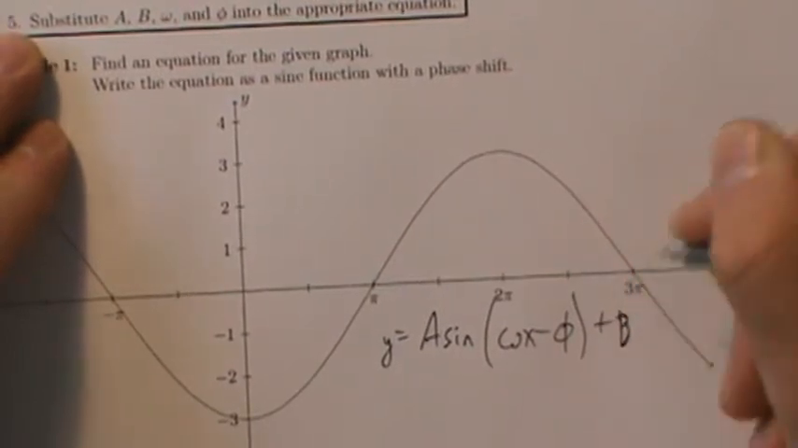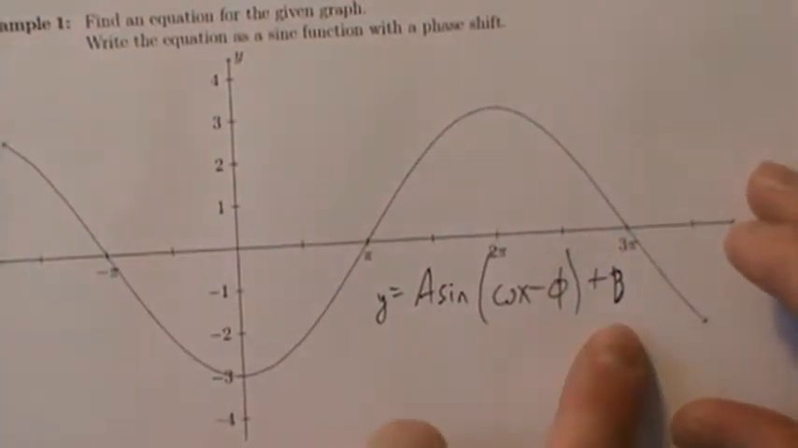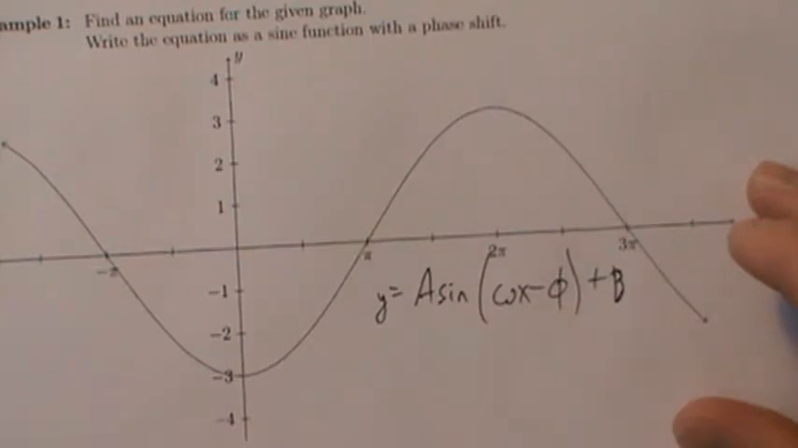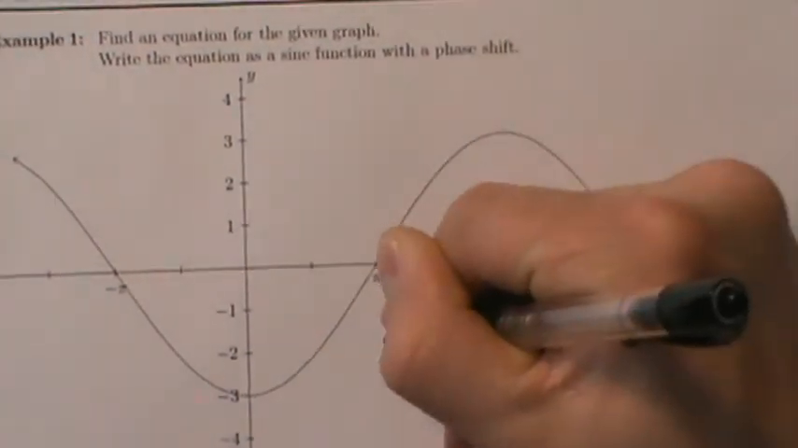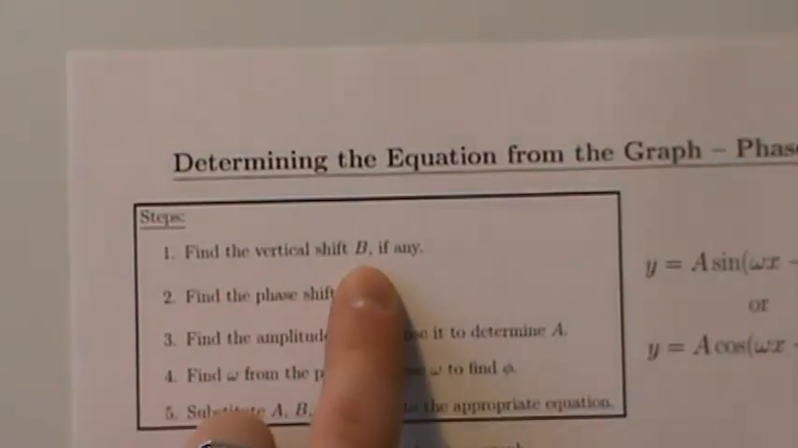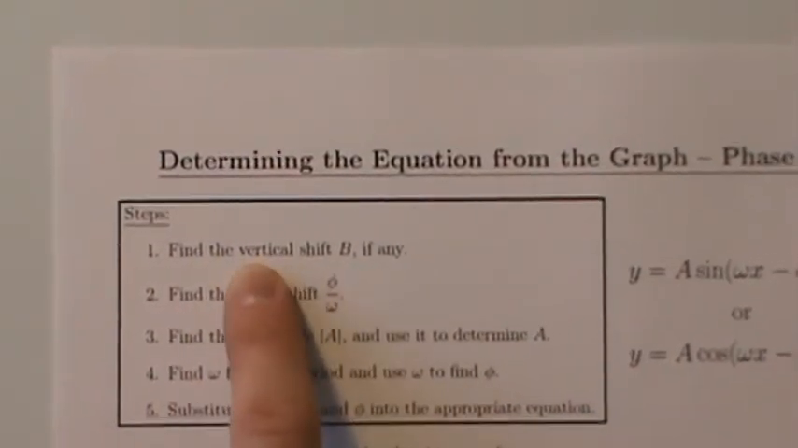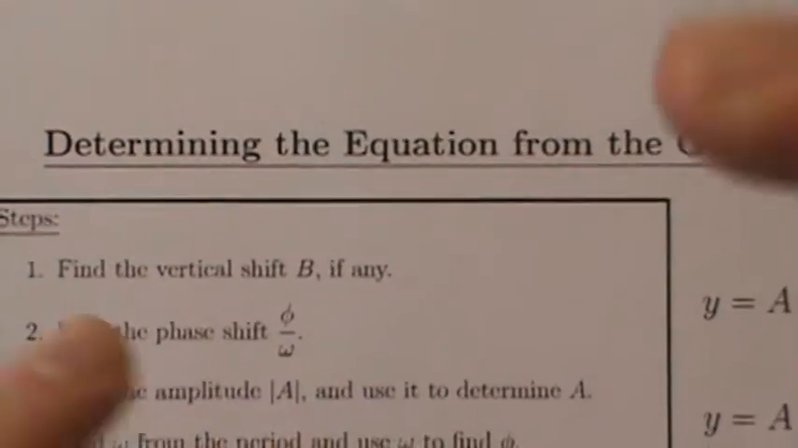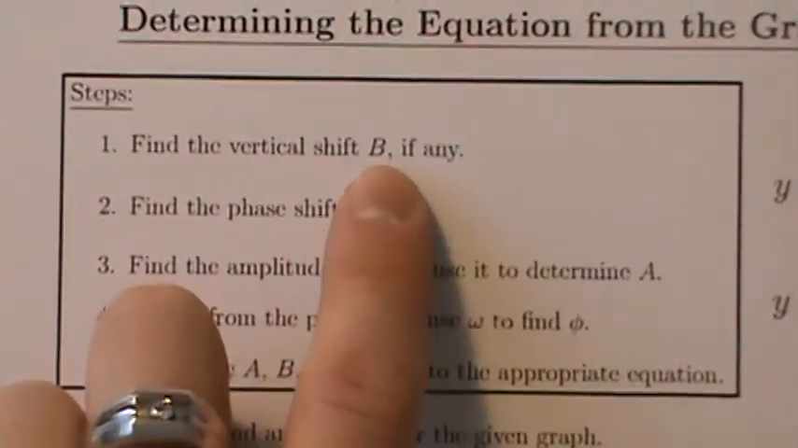Okay, basically our goal now for this problem is to figure out what is a, what's b, what's omega, and what's phi. Okay, and then we're just going to plug them into this function here, and then that'll be our answer. Okay, so step 1, find the vertical shift b, if any. So this is actually exactly the same. Let's zoom in a little bit here. This step is actually exactly the same as without a phase shift.